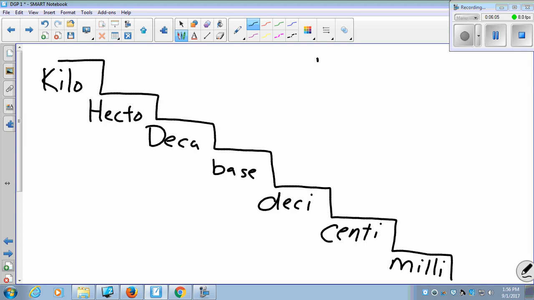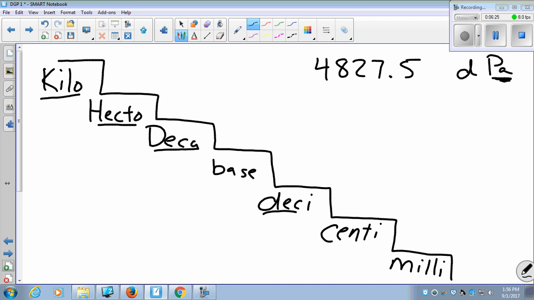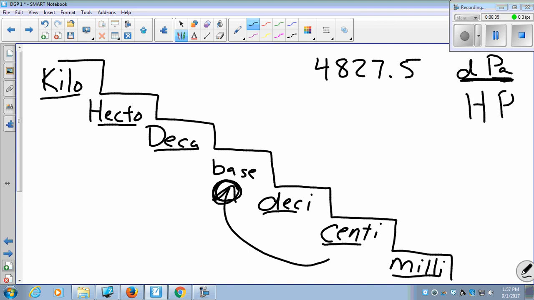I want to convert 4,827.5 decipascals. What's a Pascal? That's a unit of pressure. You don't really need to worry about it. All you need to know is that a Pascal is not a kilo, a hecto, a deca, a deci, a centi, or a milli. Therefore, it absolutely must be a base. In any case, we're going to go again from decipascals into hectopascals.